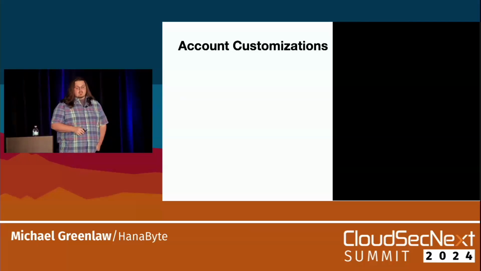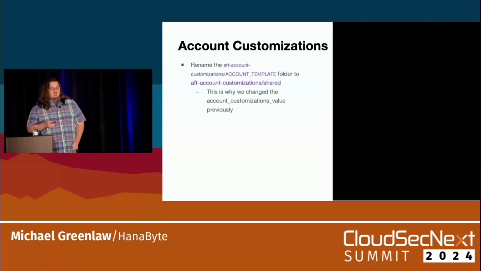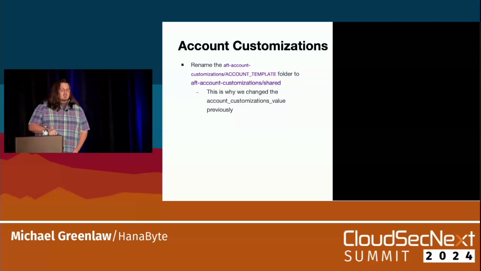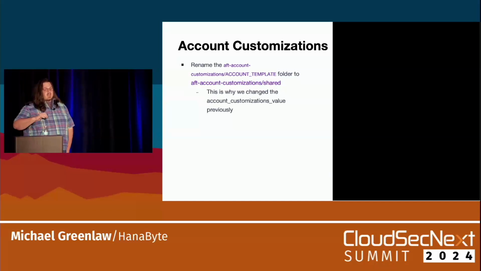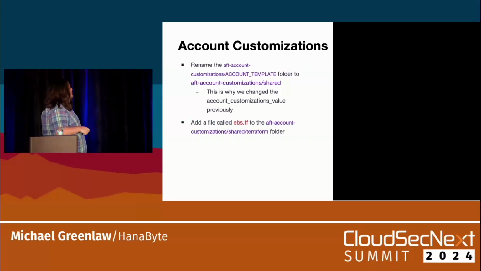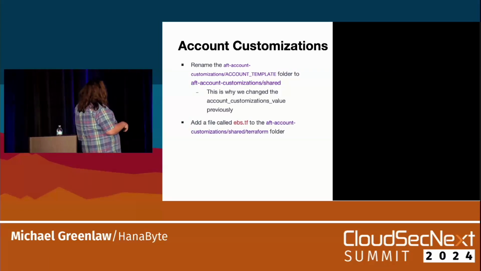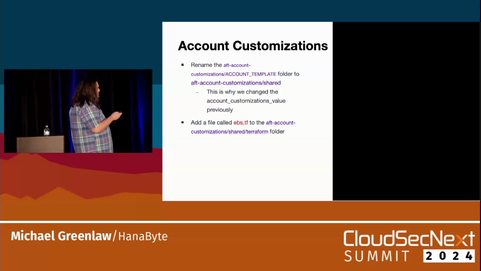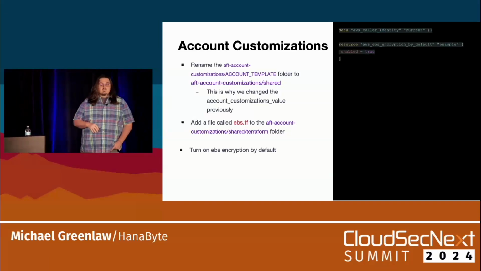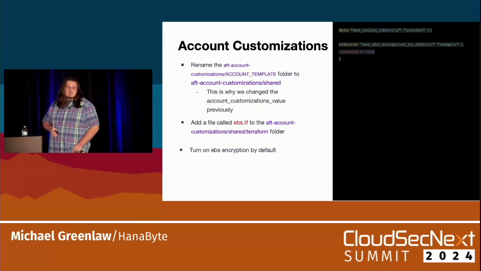And then we have an account customization. So, like I said earlier, that name matters that we use when we are making an account request, right? The account customizations, you have to have that account template name stored right there, and that's why we changed that value previously. And so what we want to do is once we've created this folder, we will now add a file called ebs.tf, and what we're going to do in this is turn on EBS encryption by default. You can do this in the global, just for the sake of the example, I'm doing it in a single account in this case.